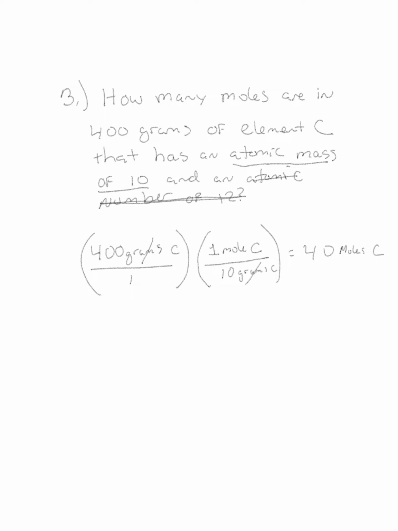So in order to do this, I'm going to take the grams of element C, and essentially what I'm doing is I'm dividing it by the grams per mole, but I set it up here where I have 400 grams, and I multiply it times 1 mole of element C over 10 grams, because it's 10 grams per mole. In this case, my grams are going to cancel out, and I'm going to put 40 moles.